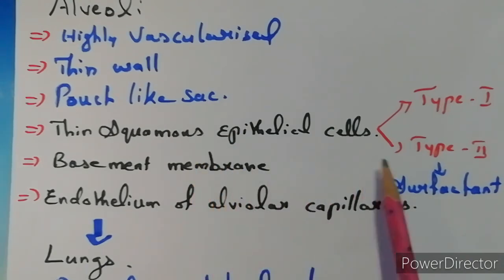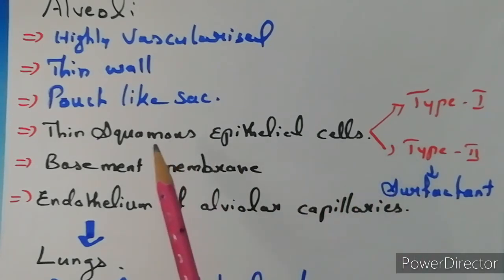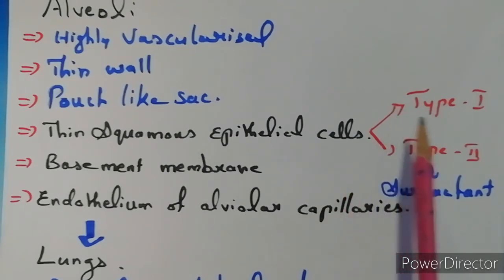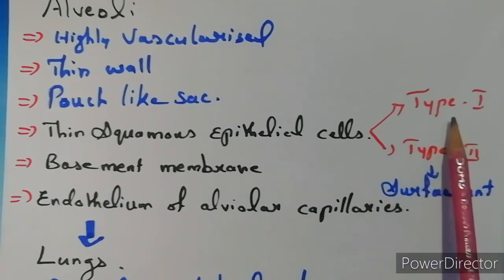Right. And one more point here. In the squamous epithelial cells, there are two types of cells. The first one is the type 1 cell and the second one is the type 2 cell. The type 1 cell is actually very thin. It's a very thin cell.